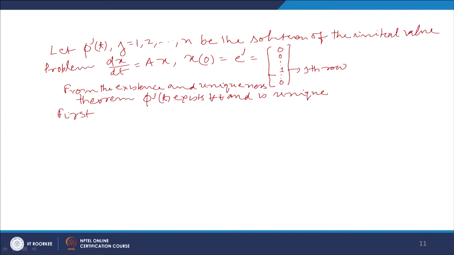First we show that phi j t, j equal to 1, 2 and so on up to n, these n functions are linearly independent.